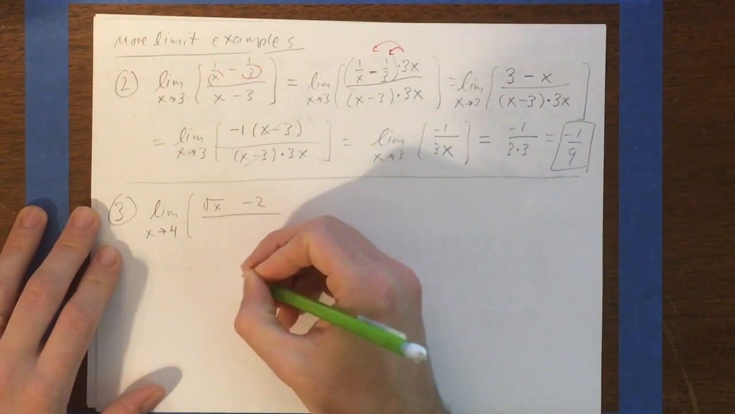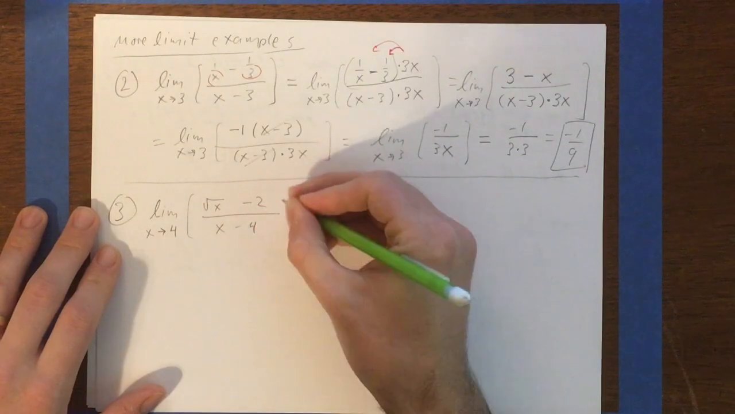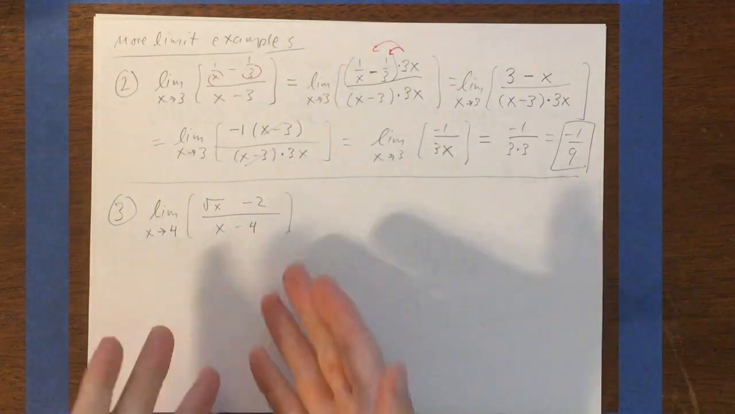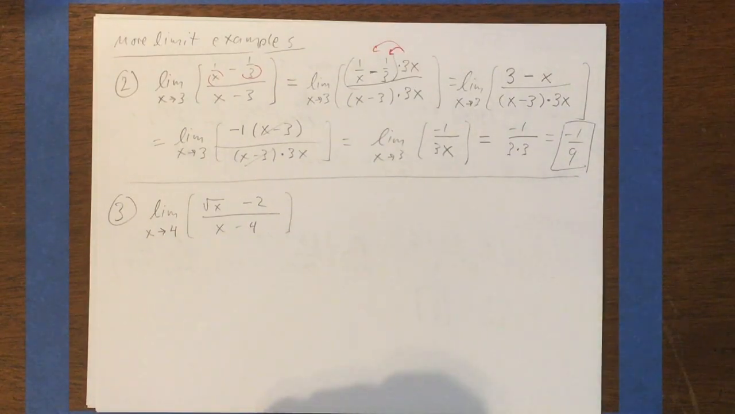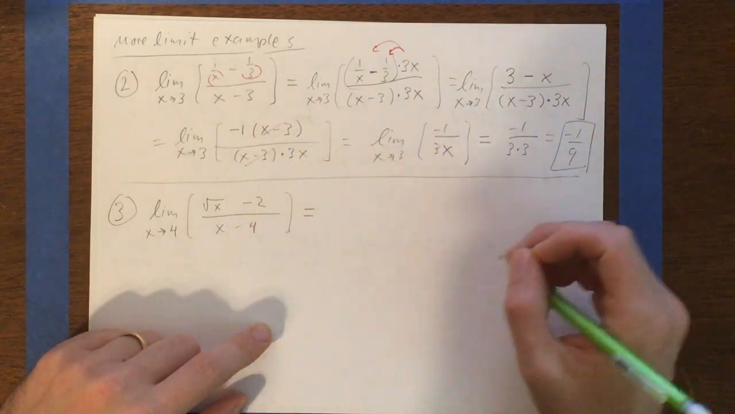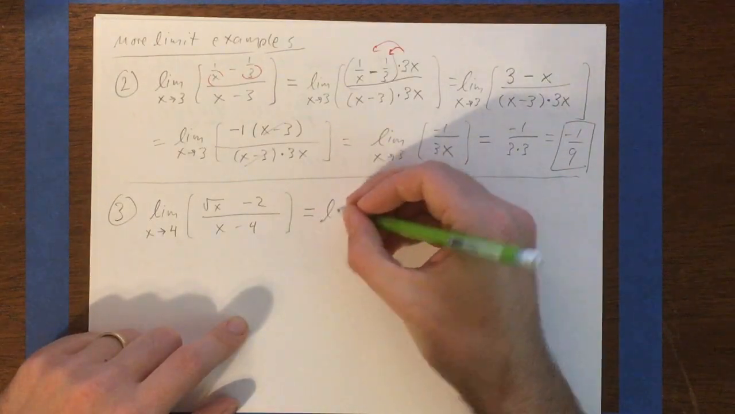So we're going to have the square root of x minus 2 over x minus 4. And again, we have the 0 over 0 type of situation going on. If you attempt to direct substitute, you get 0 over 0. It's called an indeterminate, which means we don't really know what's going on. It might be that the limit is undefined, or it might be that it is defined, and we'll just have to find out.